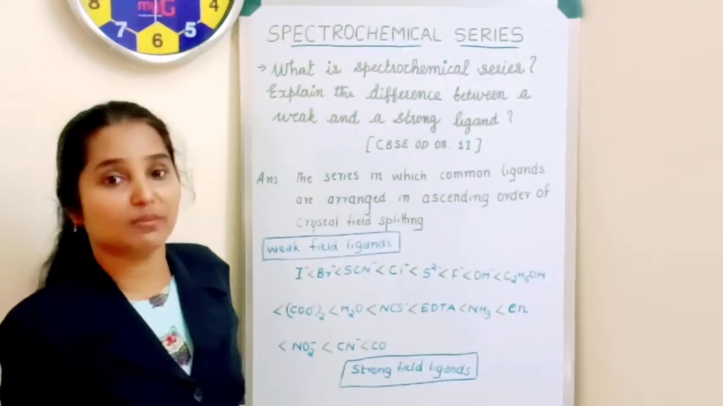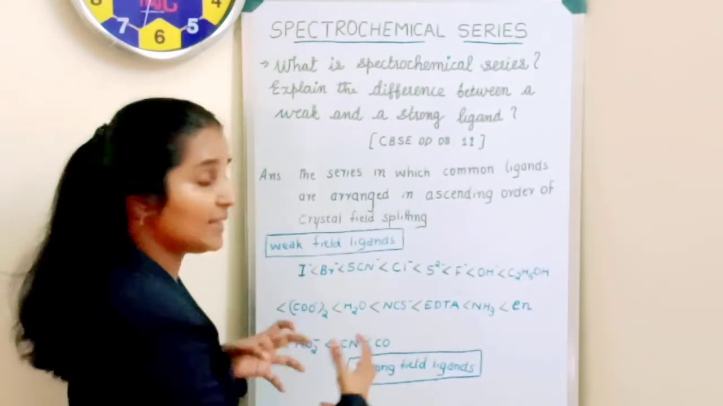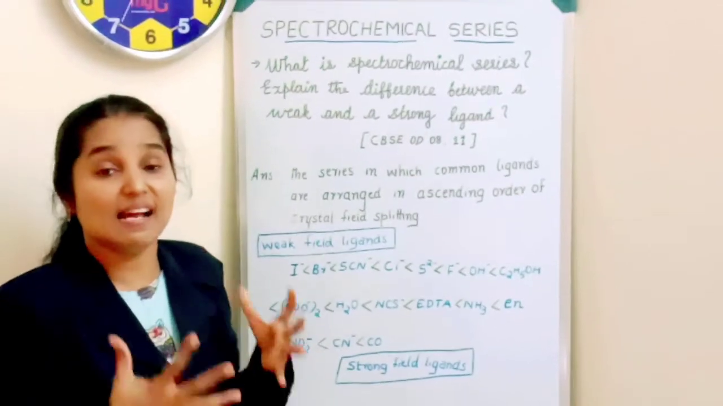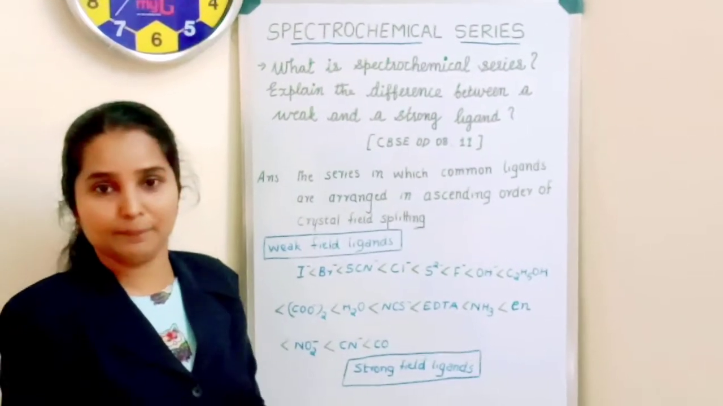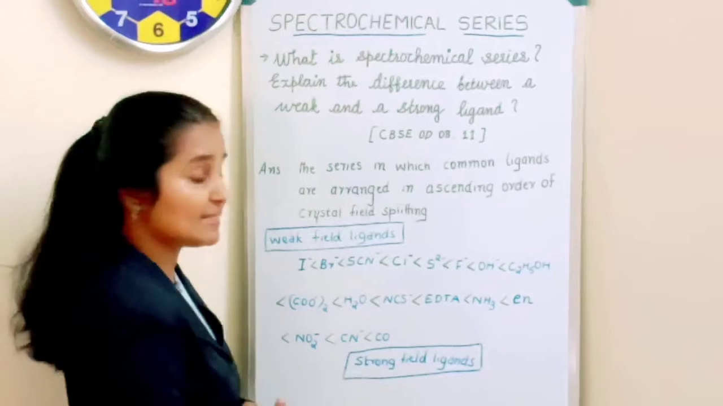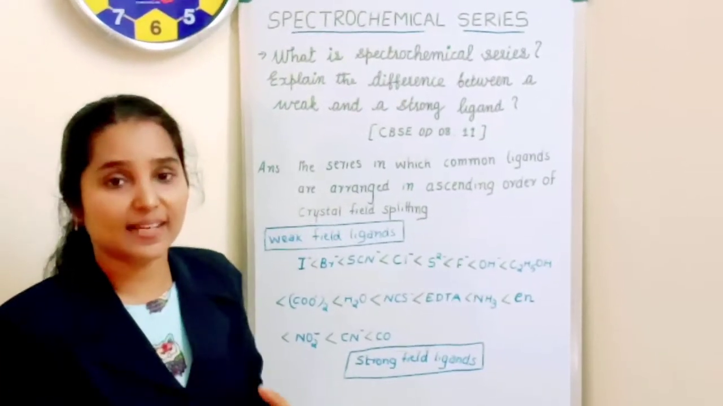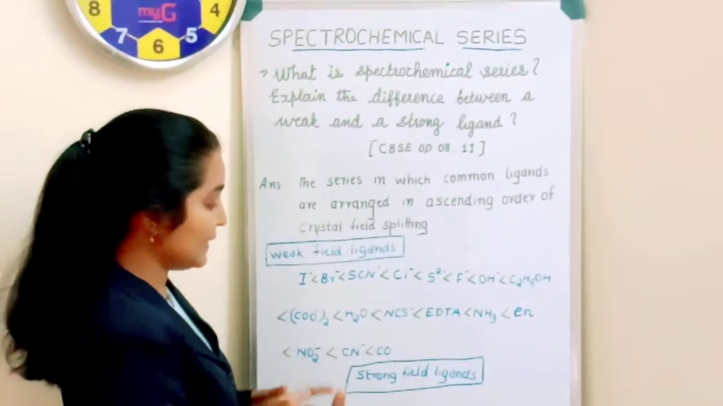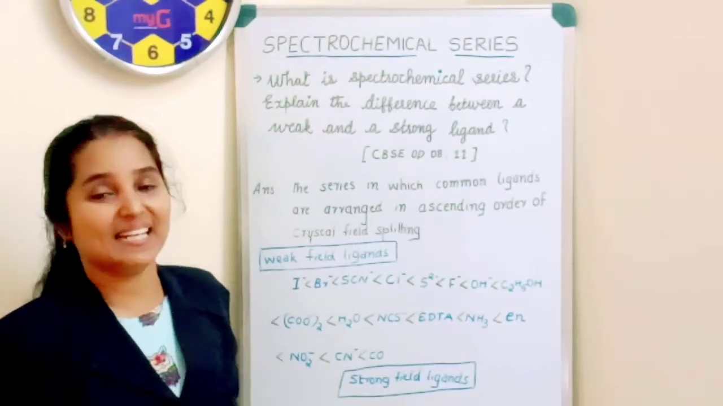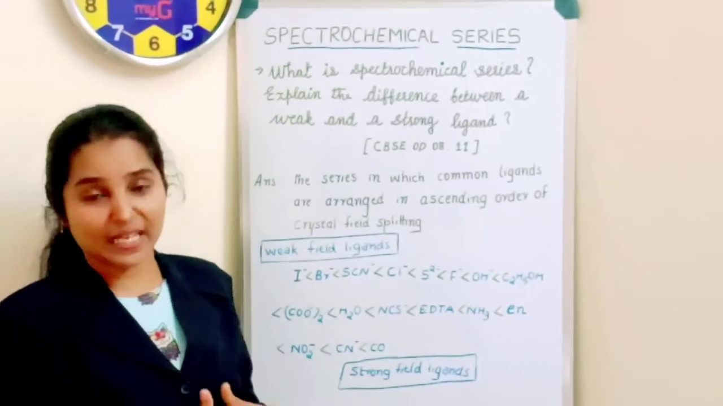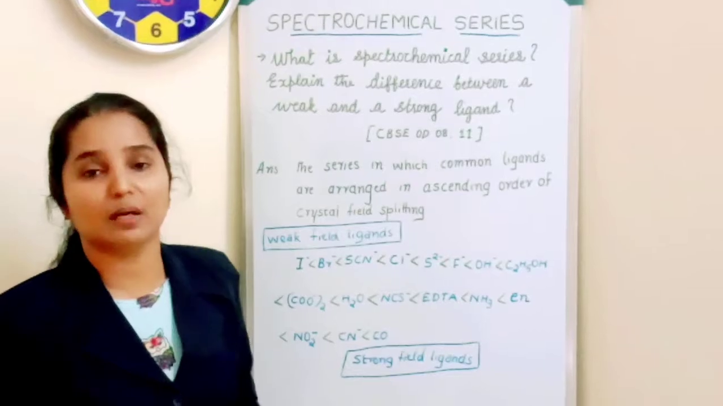What is the difference between them? These strong field ligands are able to make large crystal field splitting. Strong field ligands are able to cause large crystal field splitting, and then they are able to make those electrons paired up and cause low spin complexes.